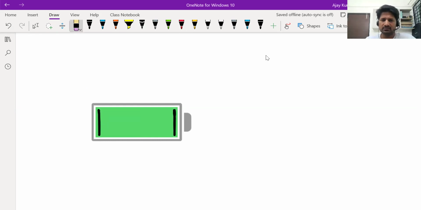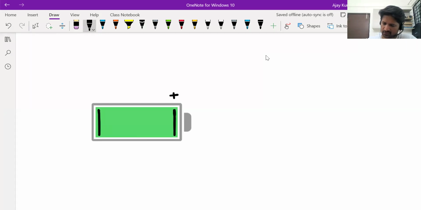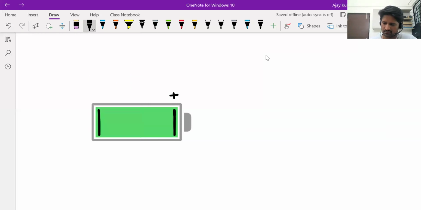Now what happens? The electrodes, due to their chemical properties, react with the electrolyte surrounding them. Now on the right side, you have the positive electrode. What is the positive electrode called? Cathode or anode? Anode. Okay. Negative electrode, cathode.